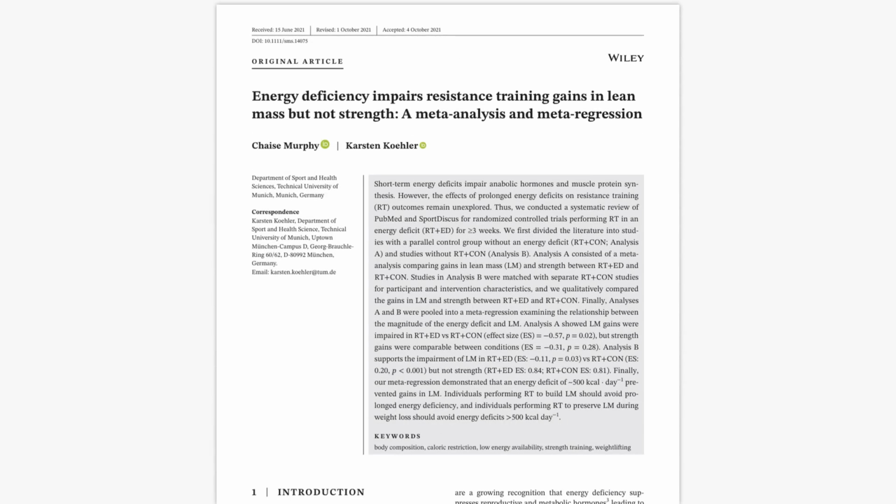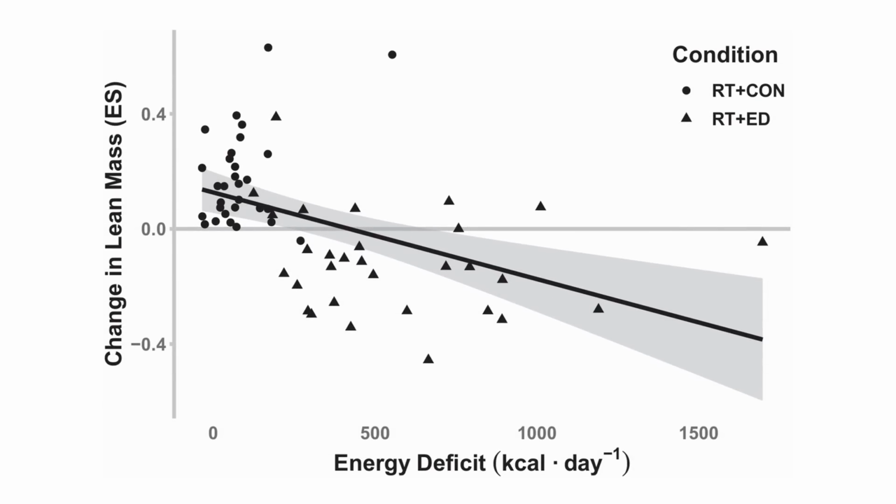This was explored in this meta-regression evaluating the magnitude of the calorie deficit on changes in lean mass. As we can see, the overall relationship suggests that a greater calorie deficit generally results in greater losses in lean mass. And it seems that once we consume a deficit of greater than around 500 calories per day, we tend to see losses in lean mass. Whereas a smaller deficit of less than 500 calories per day increases our likelihood of preserving lean mass.